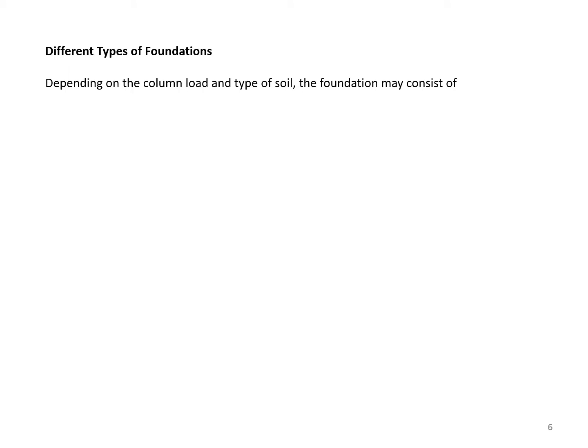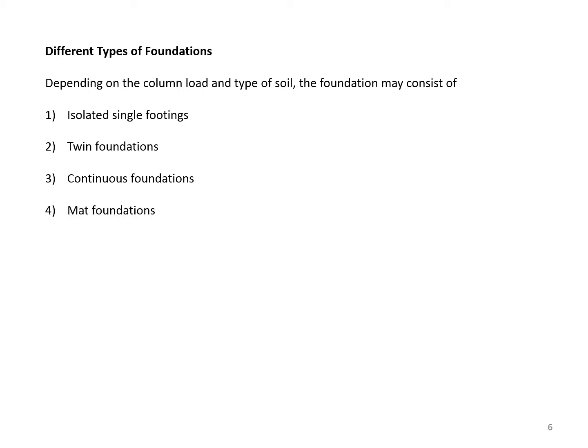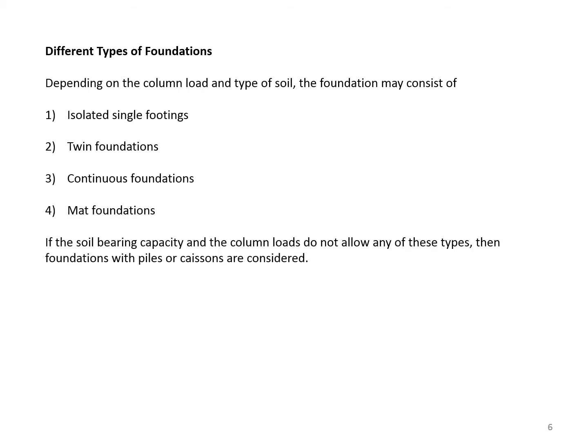Different types of foundations. Depending on the column load and type of soil, the foundation may consist of isolated single footings, twin foundations, continuous foundations, mat foundations. If the soil bearing capacity and the column loads do not allow any of these types, then foundations with piles or caissons are considered.